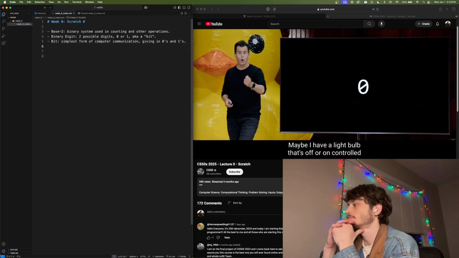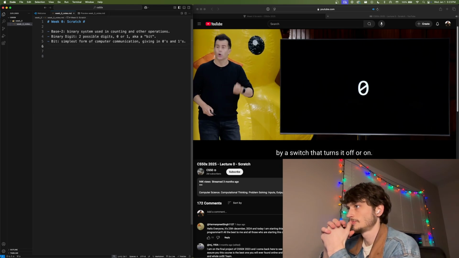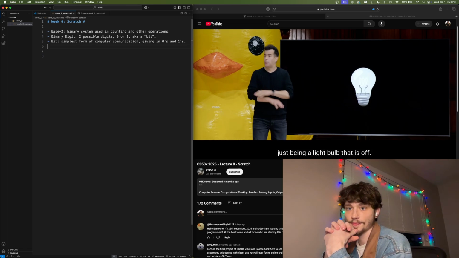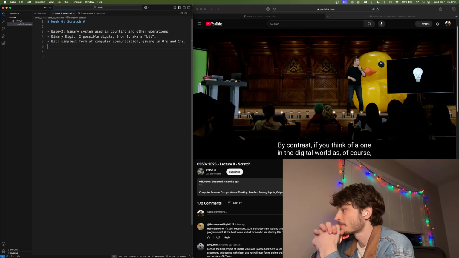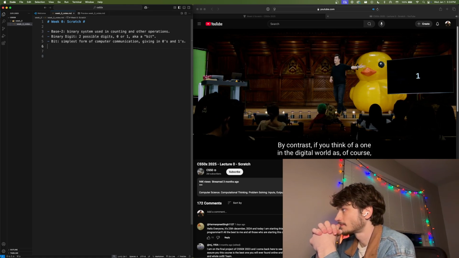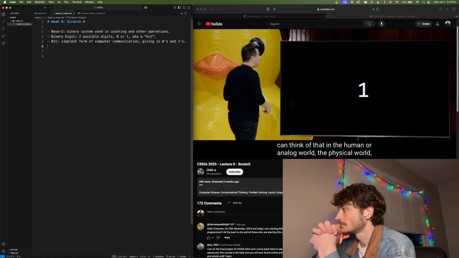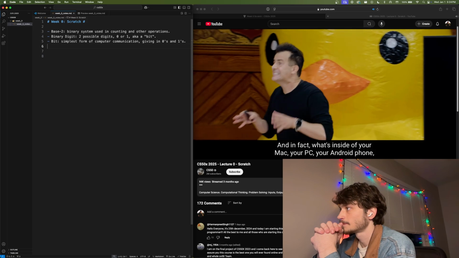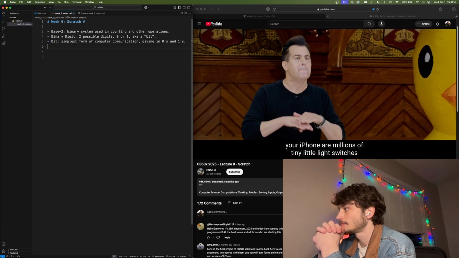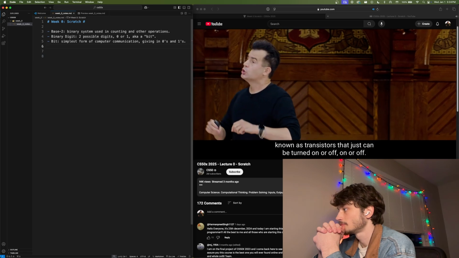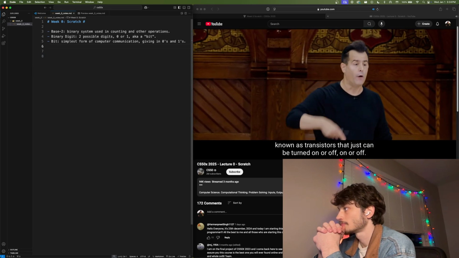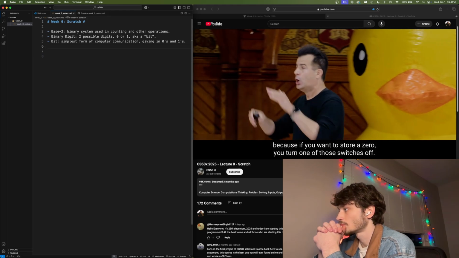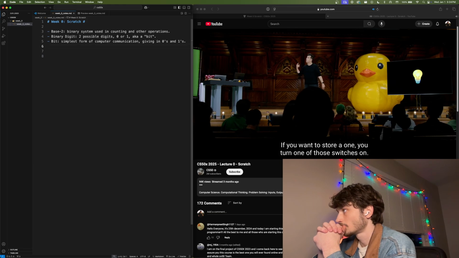Maybe I have a light bulb that's off or on, controlled by a switch that turns it off or on. So you can think of a binary digit that is a 0 as really just being a light bulb that is off. By contrast, if you think of a 1 in the digital world, as of course being the second of 2 possibilities, you can think of that in the human or analog world, the physical world, as being a light bulb that is on. And in fact, what's inside of your Mac, your PC, your Android phone, your iPhone are millions of tiny little light switches known as transistors that just can be turned on or off, and essentially you can use those transistors to store information, because if you want to store a 0, you turn one of those switches off. If you want to store a 1, you turn one of those switches on.